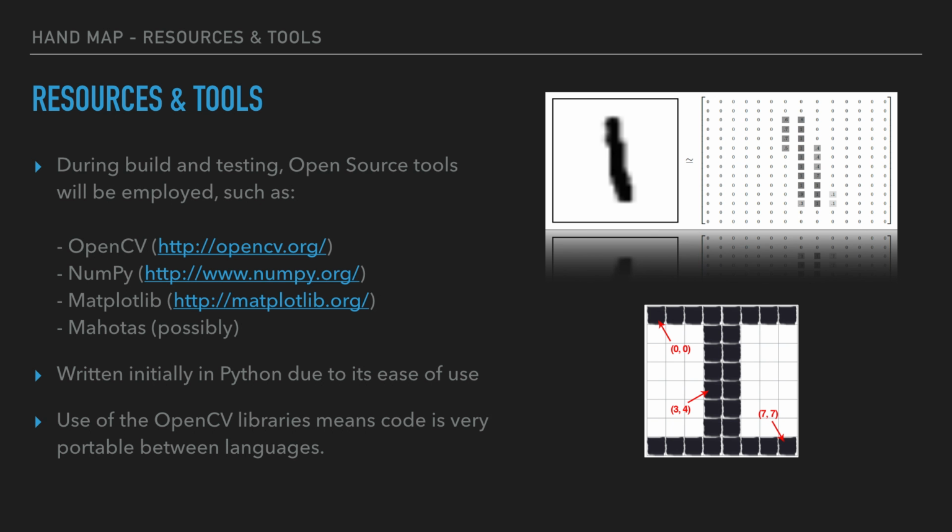When I was deciding what kind of tools I'd like to work with on this project, I mainly opted for open source libraries. Things like OpenCV, or computer vision, NumPy, Matplotlib, and Mahotas, which I'm not sure if I'm going to use yet, are all libraries that are open, free, and accessible. I'd also like to state that I am initially writing the software in Python due to ease of use, but the nature of the OpenCV libraries means that I'll be able to port it to a variety of different languages.